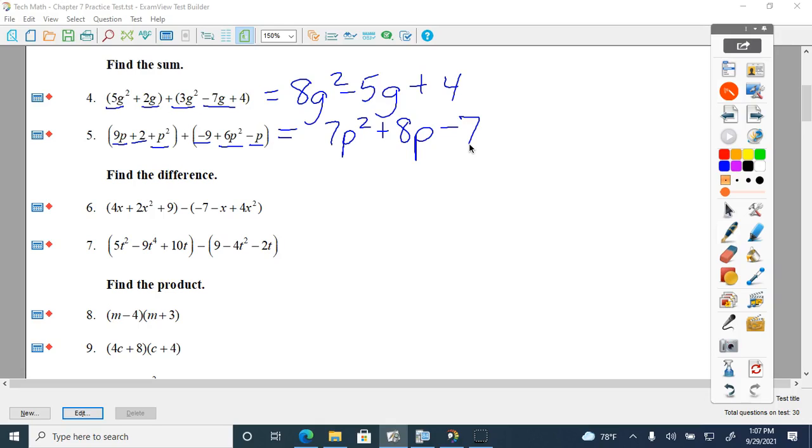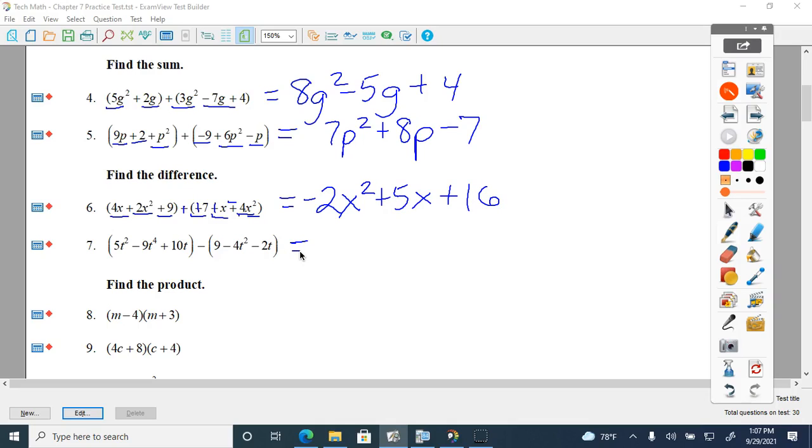Awesome. Difference means we subtract. I don't subtract. I change it to a positive and change all the signs behind it, and then I do it just like I do 4 and 5. Okay? That's the quickest and easiest way of doing it. So 2x squared minus 4x squared would be negative 2x squared. 4x plus x is 5x, and 9 plus 7 is 16.